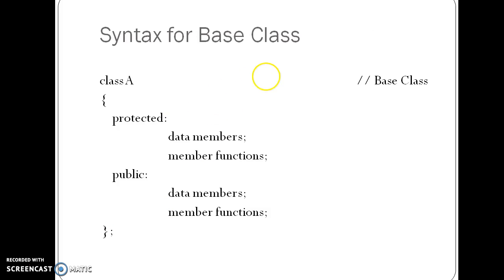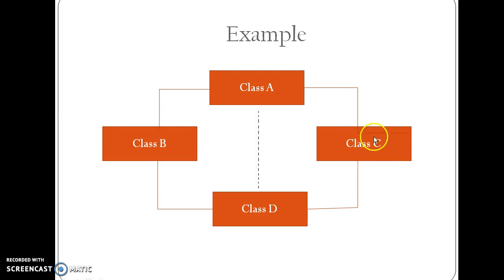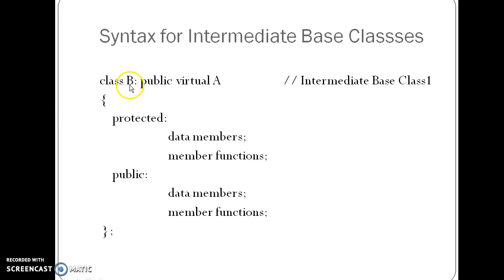In this picture we have two intermediate base classes, class B and class C. We have seen the syntax for B. Now we'll see the syntax for the second intermediate base class, which is C. The same syntax we have to follow here. Class, then the name of that intermediate base class, colon, visibility mode public, then virtual is the keyword which is put to make the base class or grandparent class virtual. The remaining portion is very similar: protected, then data members and member functions, then under the public specifier data members and member functions together.